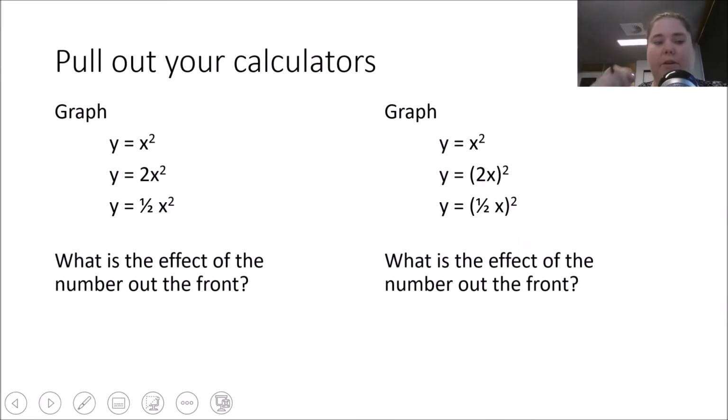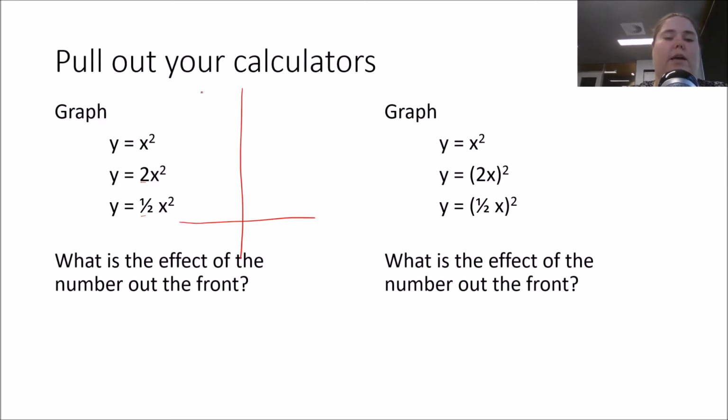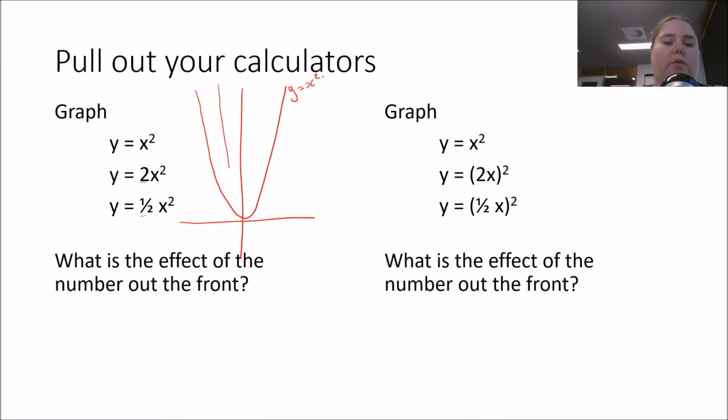So the first thing we're going to talk about is what happens when we multiply the whole function by a number. So I would suggest actually putting it in your calculator. So pause here, put it in your calculator, and make sure you get the right thing out. But what happens is, this is my general graph, y equals x squared. And then if I multiply the whole graph by 2, I actually get the same graph, just skinnier. And then if I multiply it by a half, I'm going to widen my graph out.